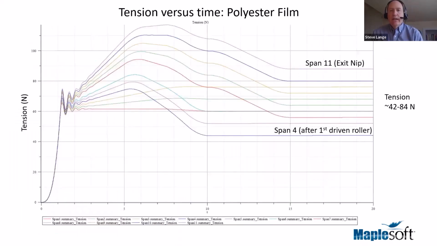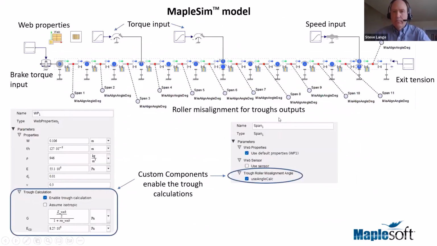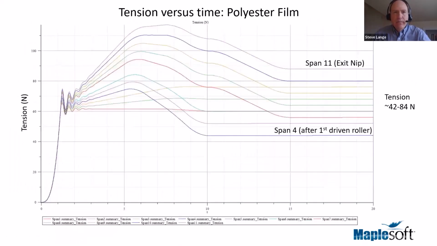So this is a case for the polyester web. It's just showing the tension transient and the fact that you have different ramp up rates of the different rollers, and you have a little bit of a transient there at the beginning, but it does settle out by about 16 seconds. We're basically at steady state.